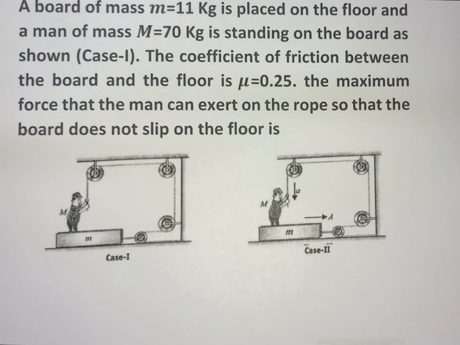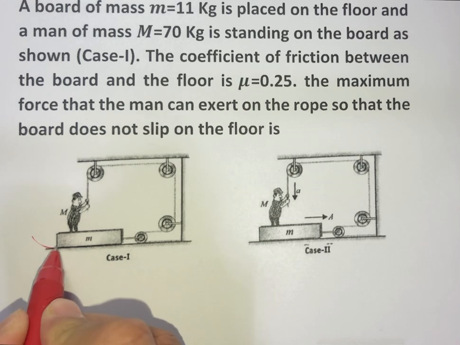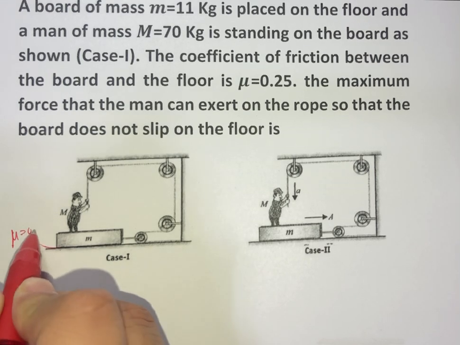So we have to find out the maximum force which the man is going to exert on the rope so that there is no slipping between the board and the floor. And in this case here mu is given as 0.25.